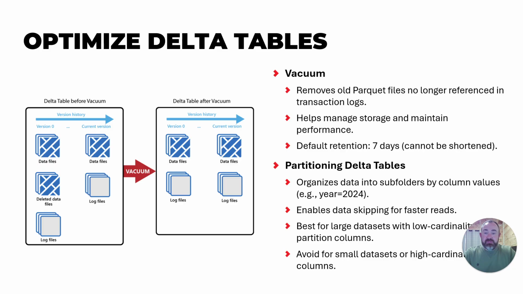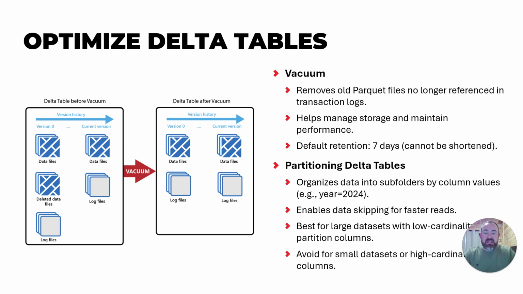We can use VACUUM, and that removes old Parquet files no longer referenced in transaction logs. It helps manage storage and maintain performance, and the default retention of the vacuum is 7 days, and it can't be shortened. Partitioning the Delta tables, we've seen this in a previous module.